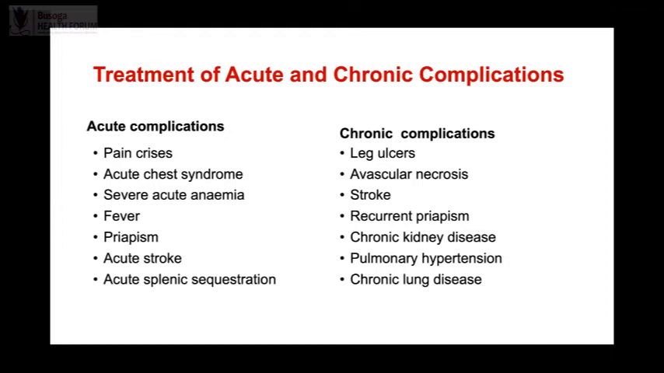These are among the commonest: pain crisis, acute chest syndrome, severe acute anemia, fever, priapism, acute stroke, and in young babies, acute splenic sequestration. And the chronic complications are leg ulcers. This we see a lot. Avascular necrosis, we see them a lot also in younger children. They used to be described in older children, but I see them a lot in younger children. Stroke, recurrent priapism.